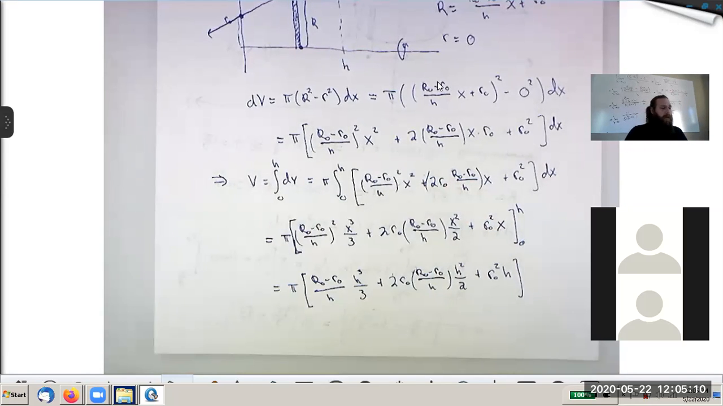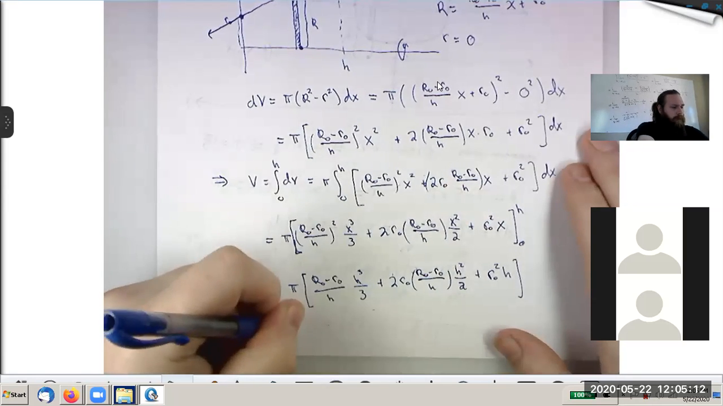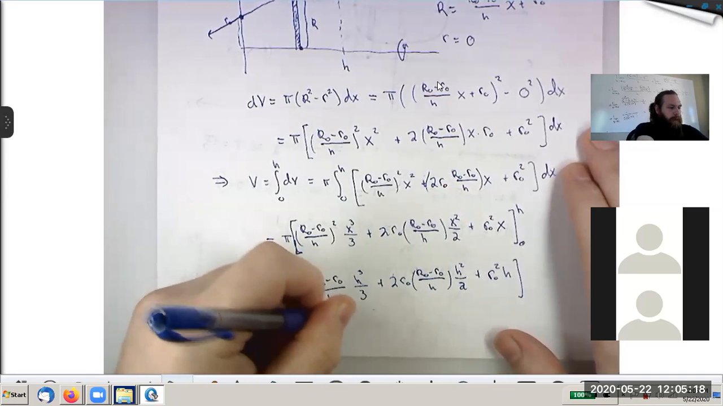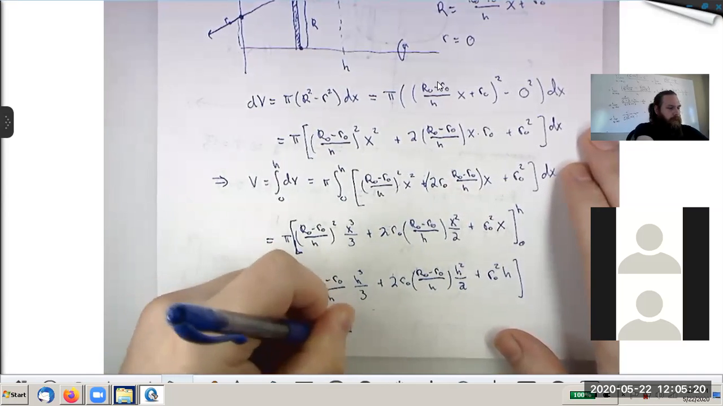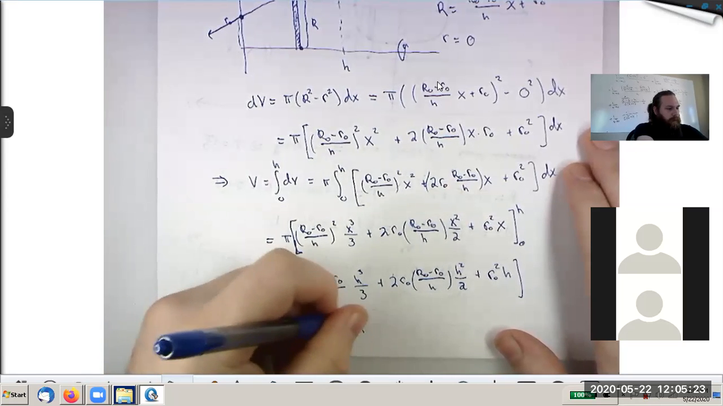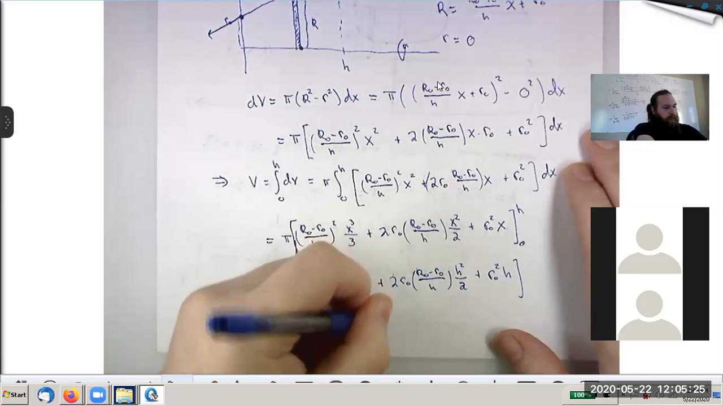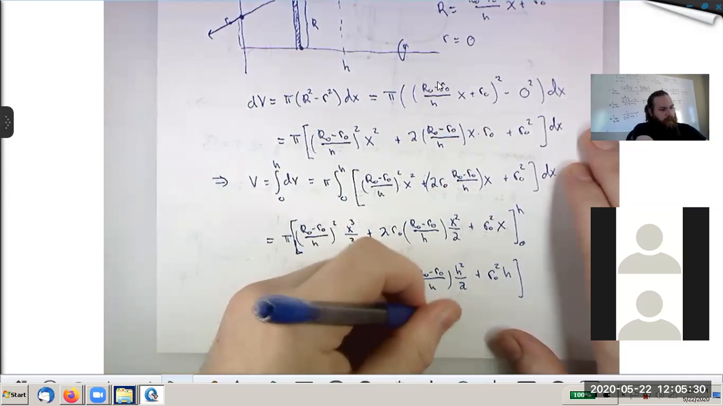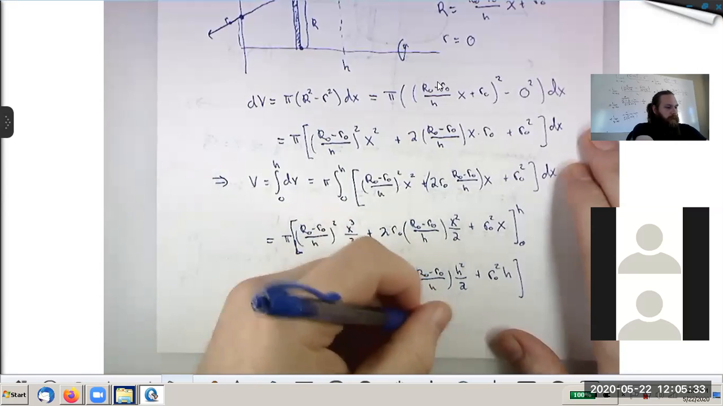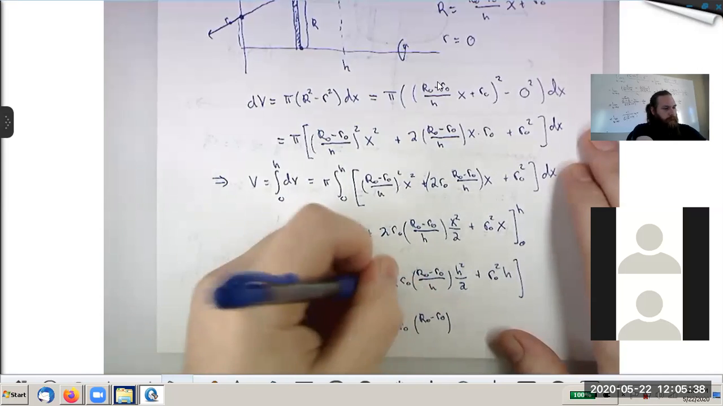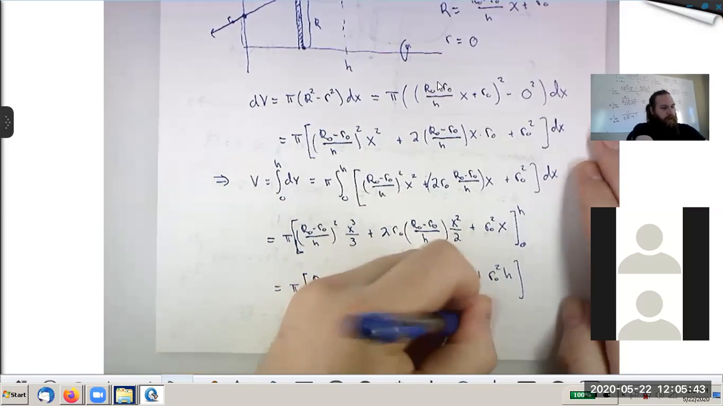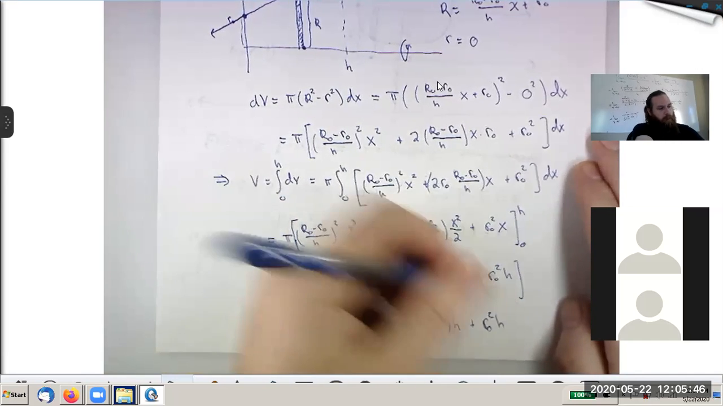And there's some cancellation that can be done here. This is pi times big R0 minus little r0 over 3, and then there's an h squared because I can cancel this h cubed into that, plus 2 times little r0 times big R0 minus little r0 over, well, actually the 2 will cancel with this 2, this h squared will cancel into that h, just giving me an h. And then at the end we have r naught squared times h.